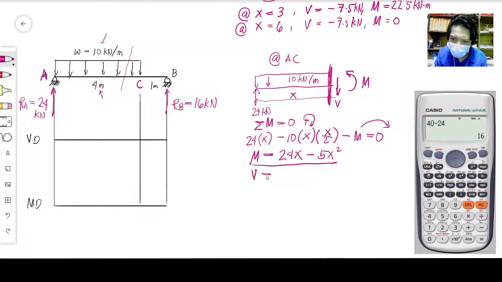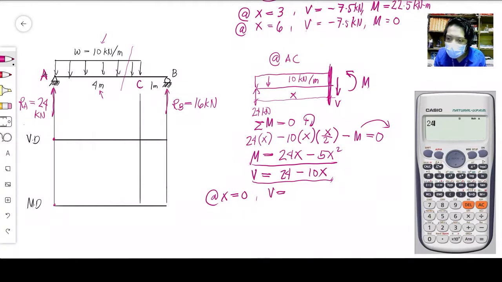Next, the equation of the shear diagram. You just need to find the derivative of the moment equation. This is equal to 24 minus 5 times 2, that is 10 times x. So this is the shear diagram. Now let's evaluate. When x is equal to 0, at this point, the shear is equal to 24 minus 10 times x, with x being 0, so 24 kilonewton.